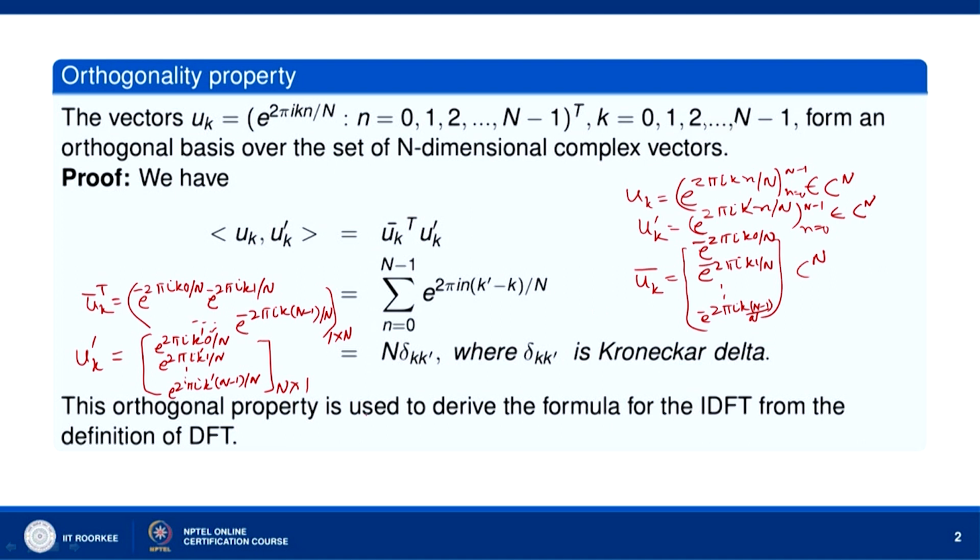This is the orthogonal property. So, now we can see that when uk and uk dash are any two vectors from this set of n vectors, their inner product is 0 whenever k is not equal to k dash. This means that these vectors form an orthogonal basis. So, this orthogonal property of the vectors e to the power 2 pi i k n by n will be used to determine the inverse discrete Fourier transform using the definition of the discrete Fourier transform. Let us see how we do this.